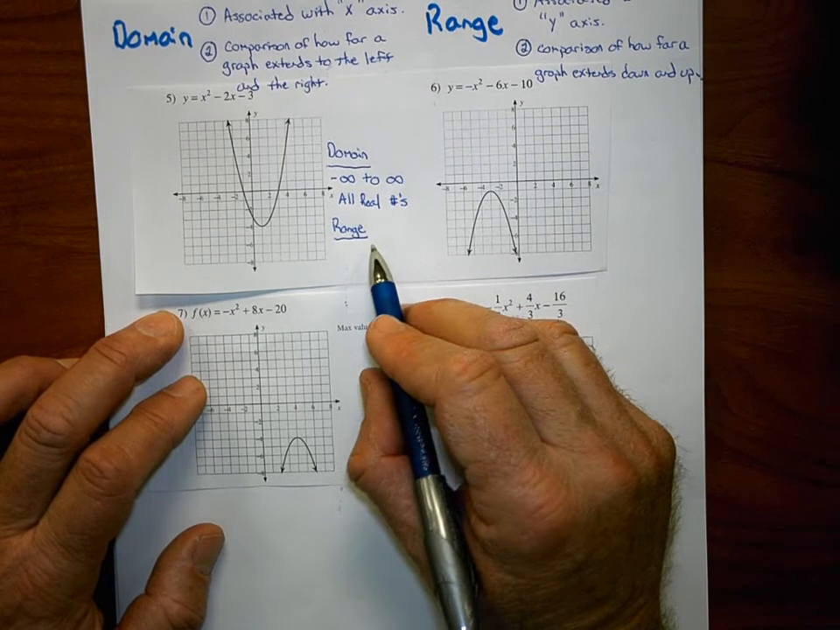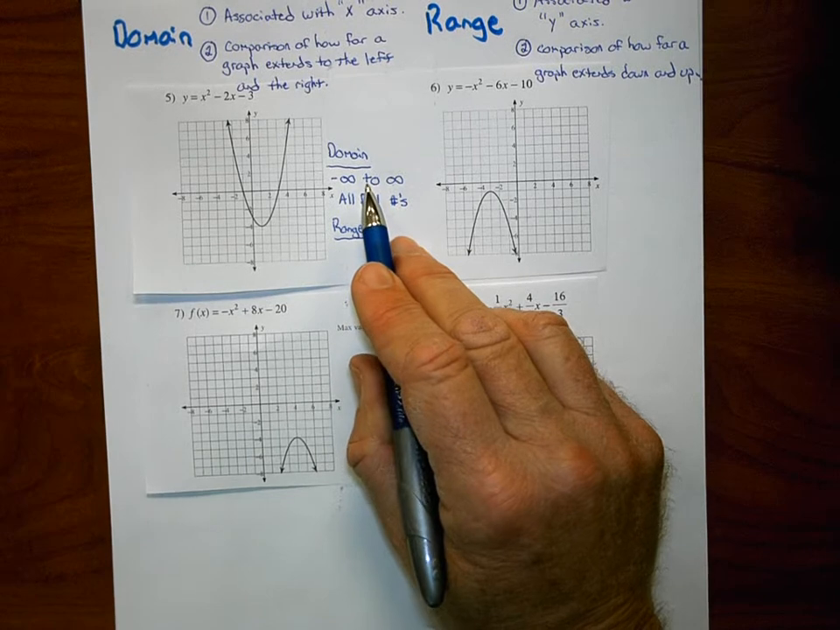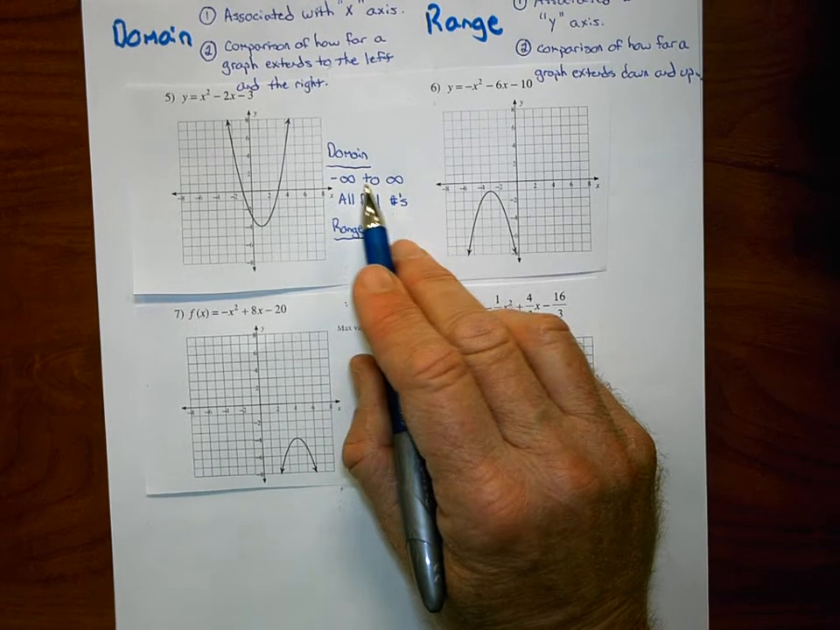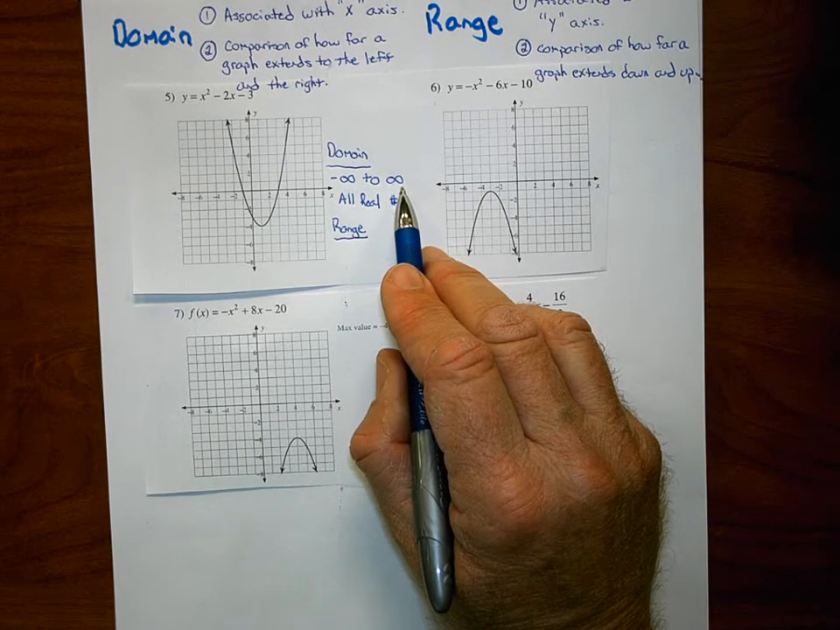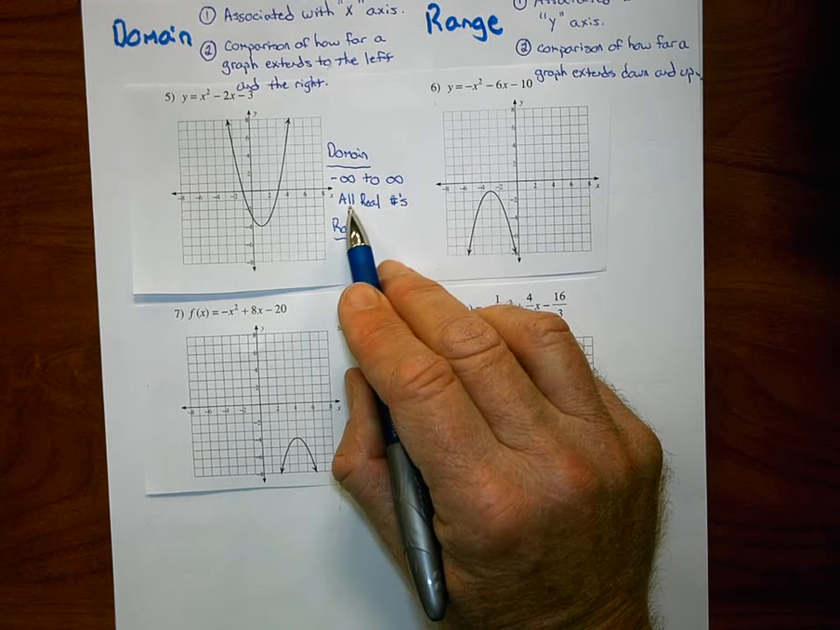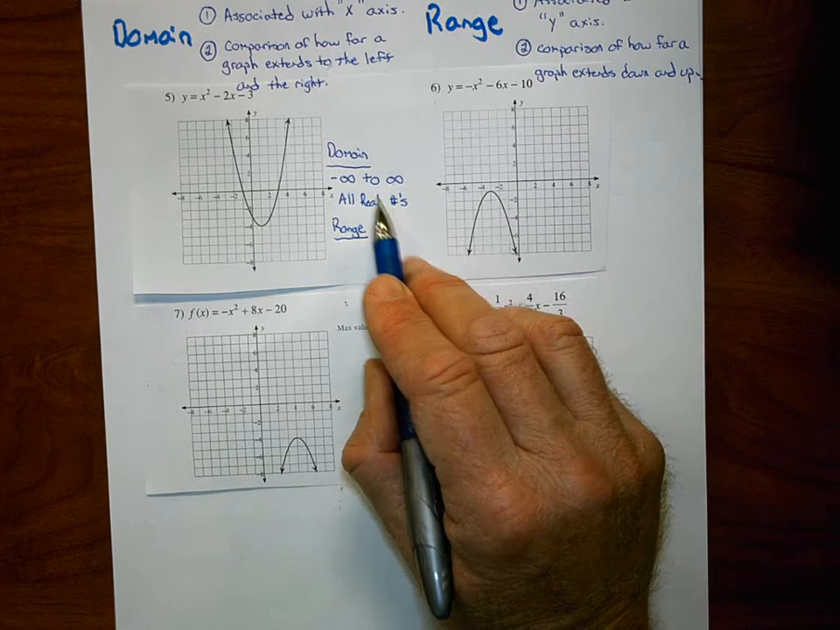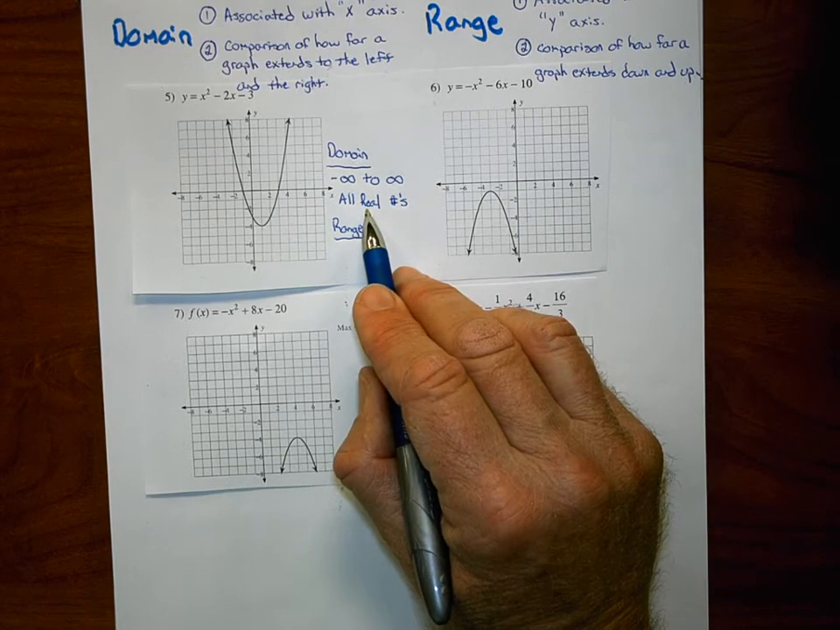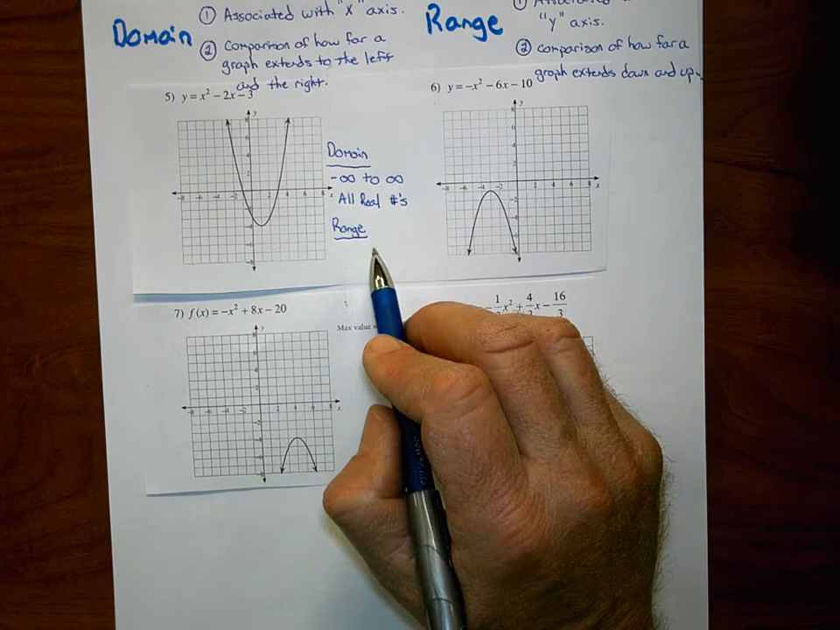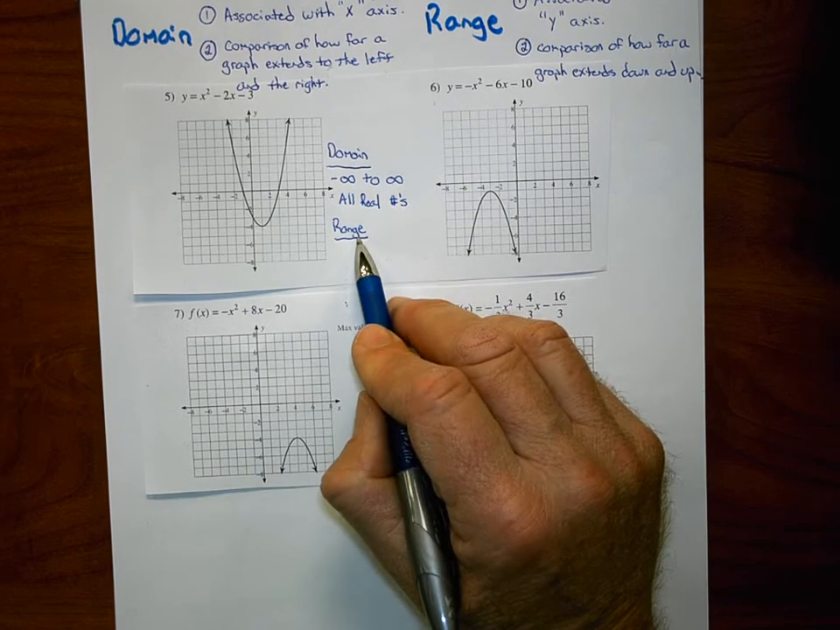But, you guys, if you say the domain is negative infinity to positive infinity, I will accept that as a correct answer. If you say the domain is all real numbers, I will accept that as a correct answer as well. Do you have to write both answers? No. You write one or the other. Okay? All right, now let's go to the range.